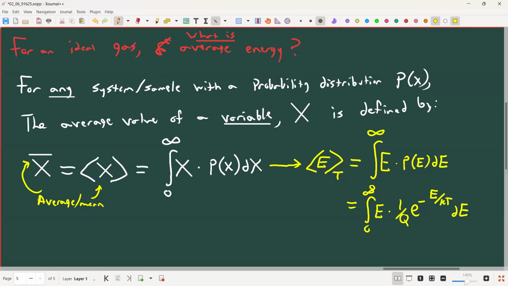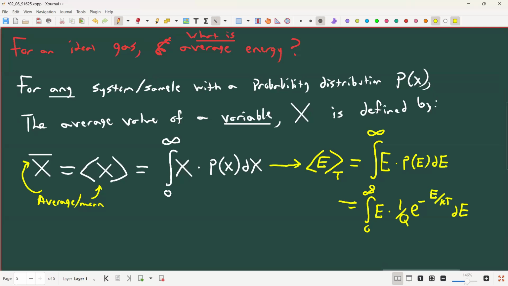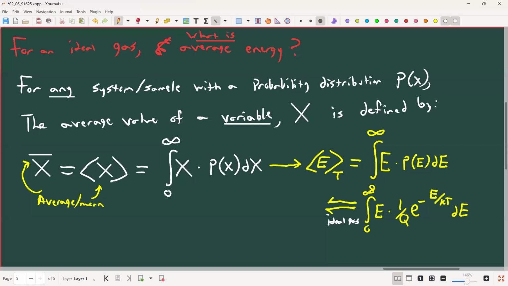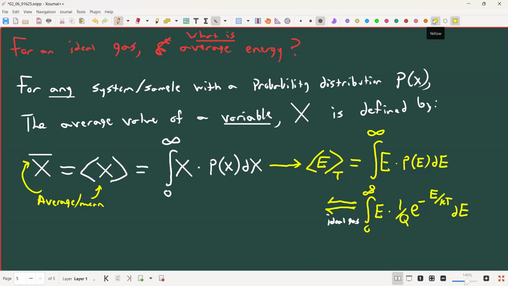All right, but the problem here is I don't know what Q is. So let's do it for an ideal gas, right? We just wrote that down on the last slide. So let's apply it to an ideal gas, and let's calculate the average energy of an ideal gas. You guys approach this problem in the homework a slightly different way, using derivatives instead of integrals, but you get the same answer.